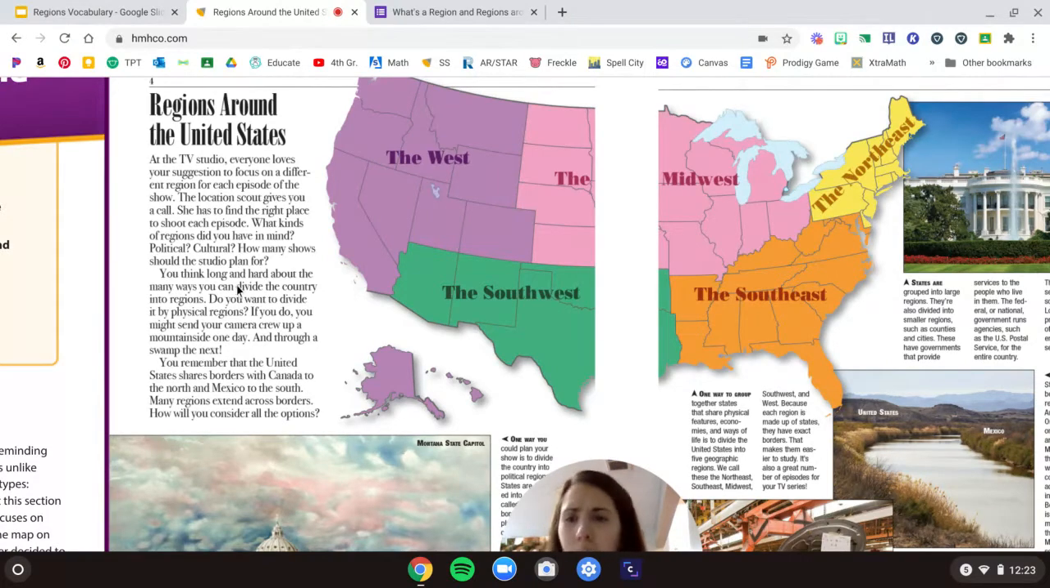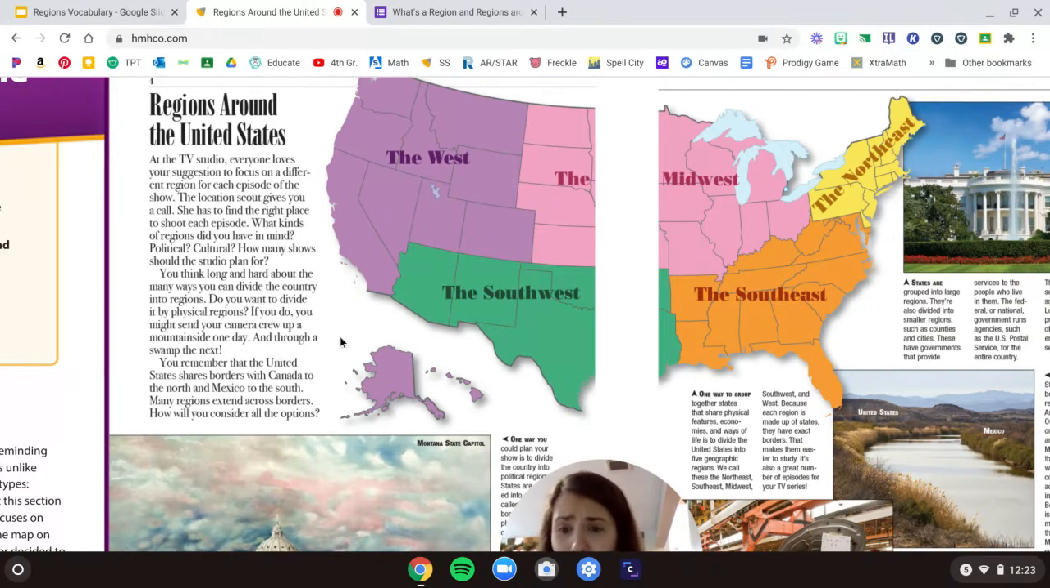You think long and hard about the many ways you can divide the country into regions. Do you want to divide it by physical regions? If you do, you might send your camera crew up a mountainside one day and through a swamp the next. You remember that the United States shares borders with Canada to the north and Mexico to the south.